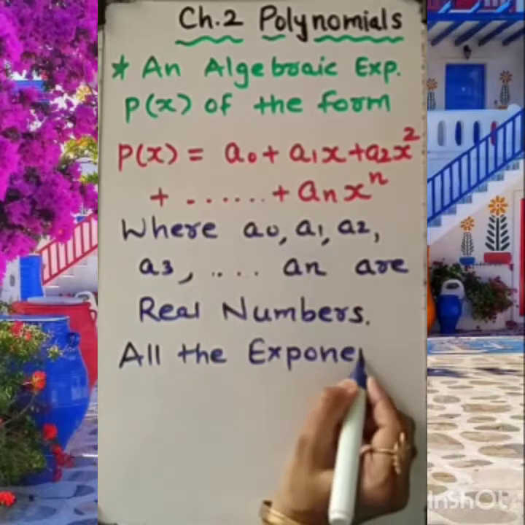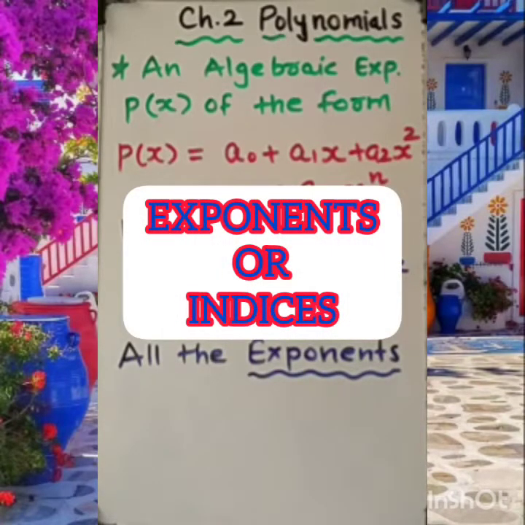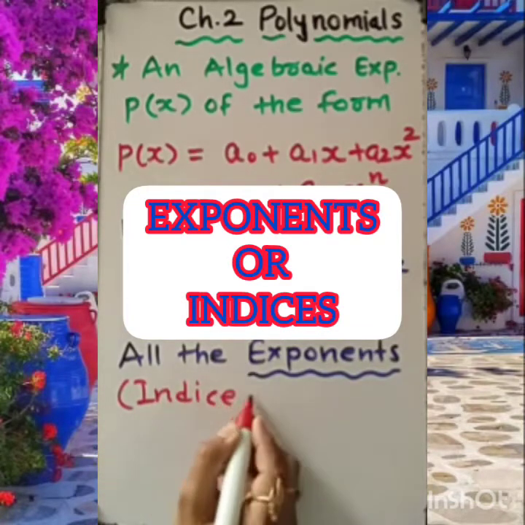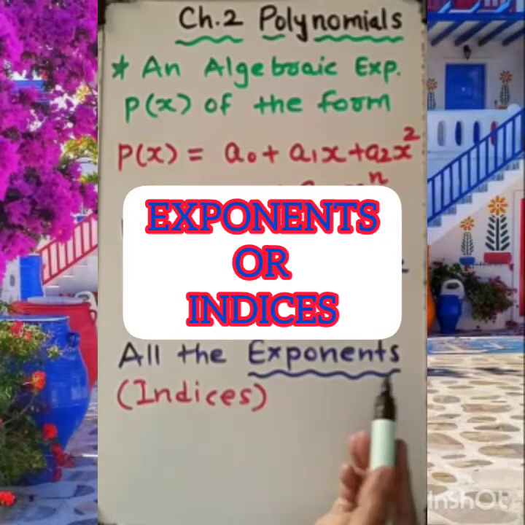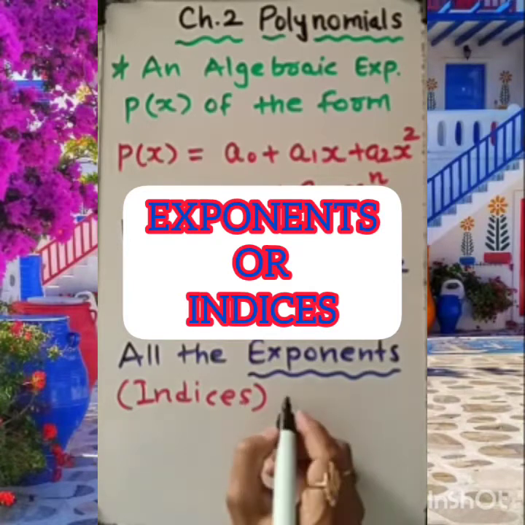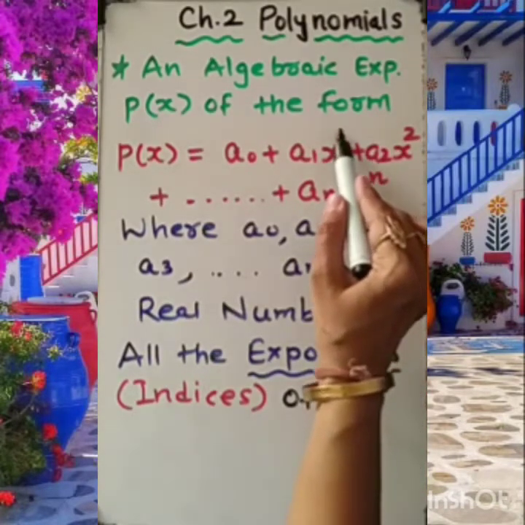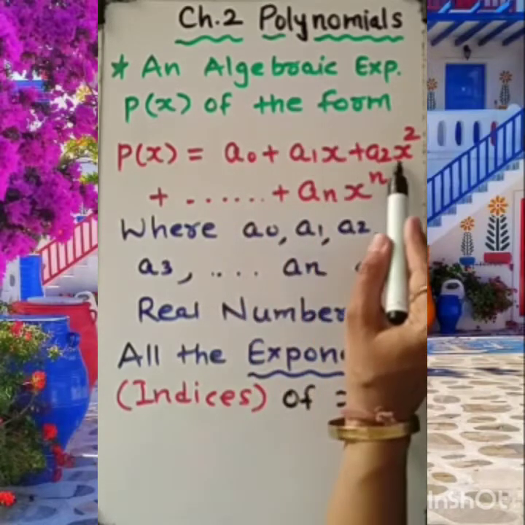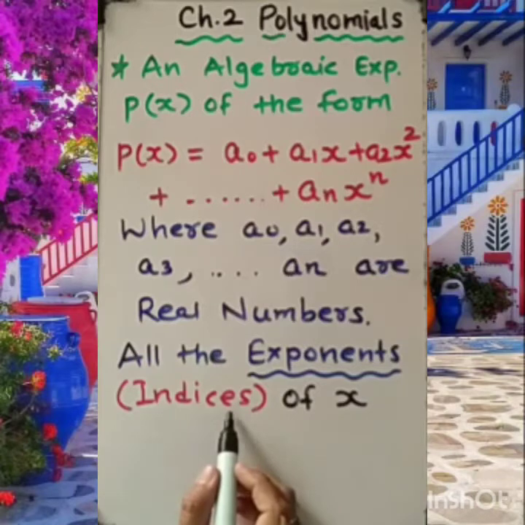Along with it, all the exponents, you know very well. Another word for exponents, sometimes we are using this word, is indices. Okay, please remember it is not new. Last year also we studied this thing. All the exponents or indices of x, that is power. Sometimes you use the word power. Here x has 0 power, x has 1 power, x has 2 power. They are called exponents, sometimes indices of x.